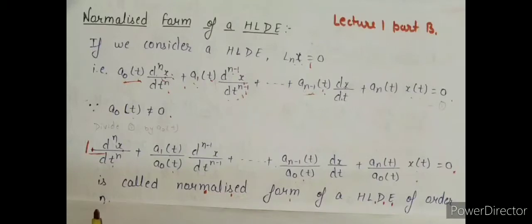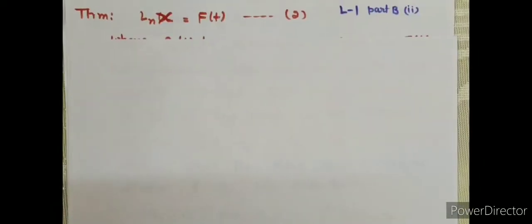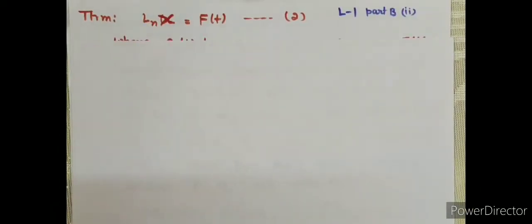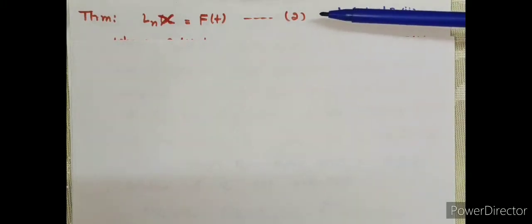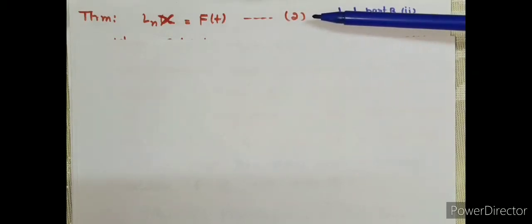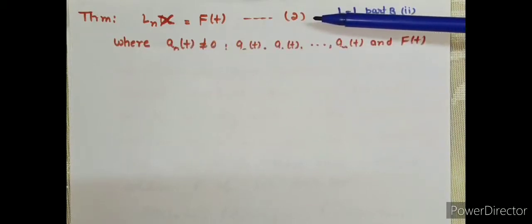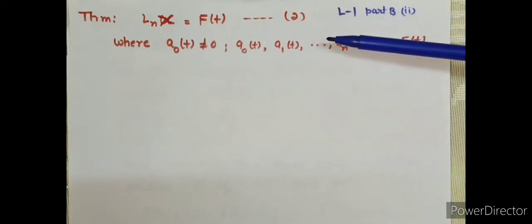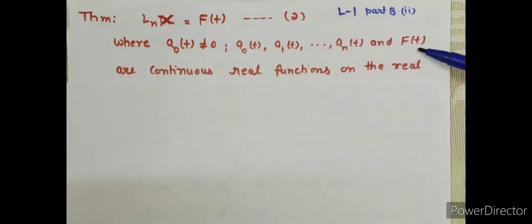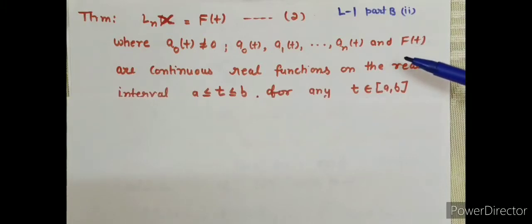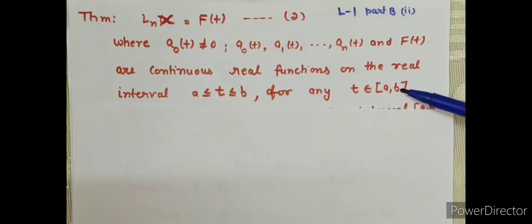Now I am going to define the solution. For the solution of a non-homogeneous linear differential equation of order n, with this equation number 2, Ln x = f(t), and I already defined that Ln is my operator. Here a0 is not equal to 0, and all these coefficients are continuous functions including f(t). These are all continuous real functions on the real interval a to b.